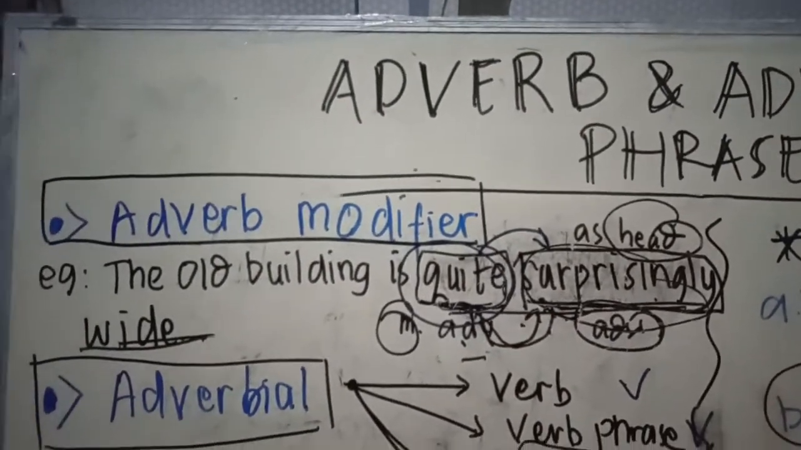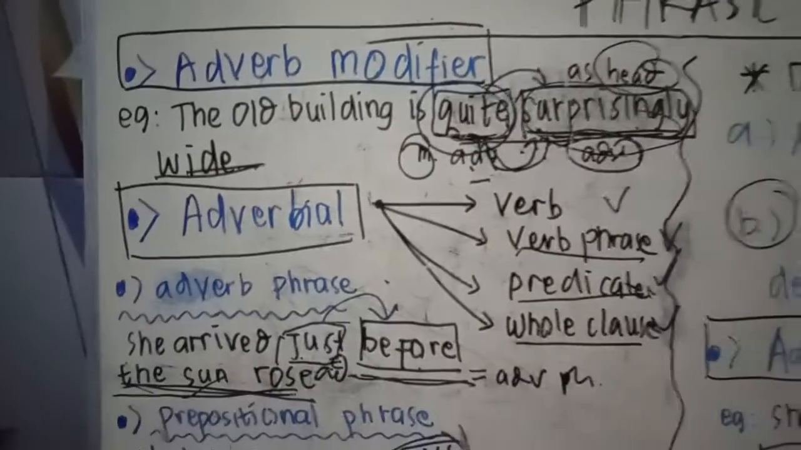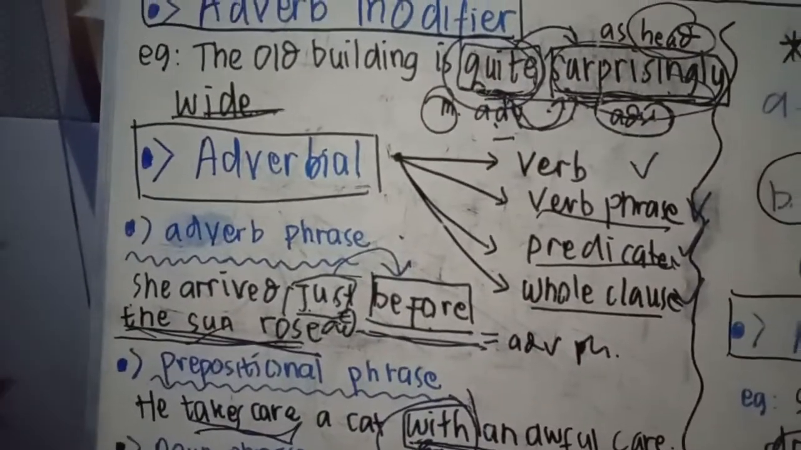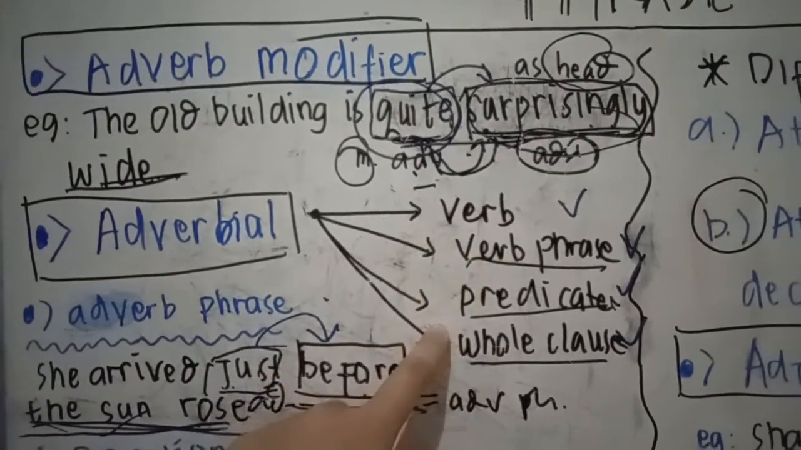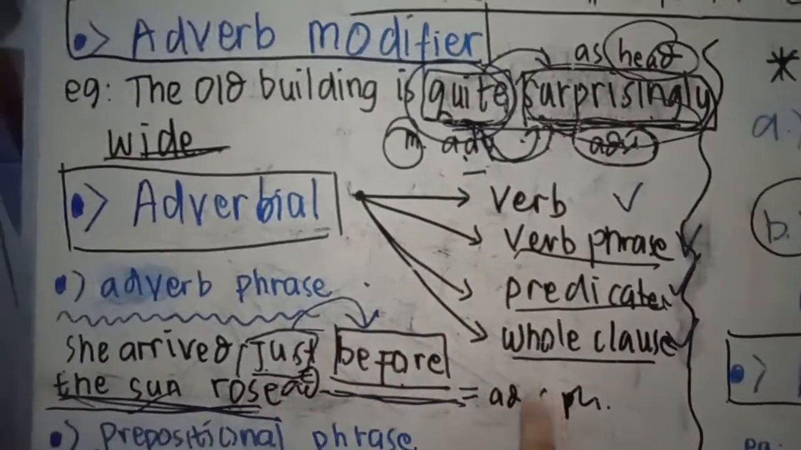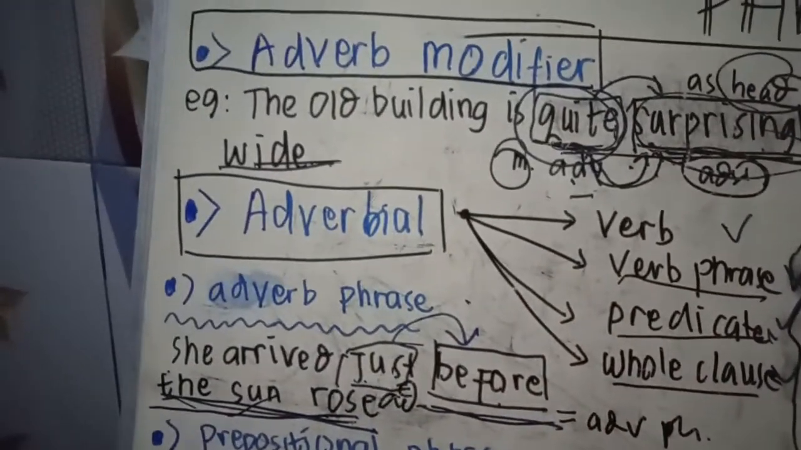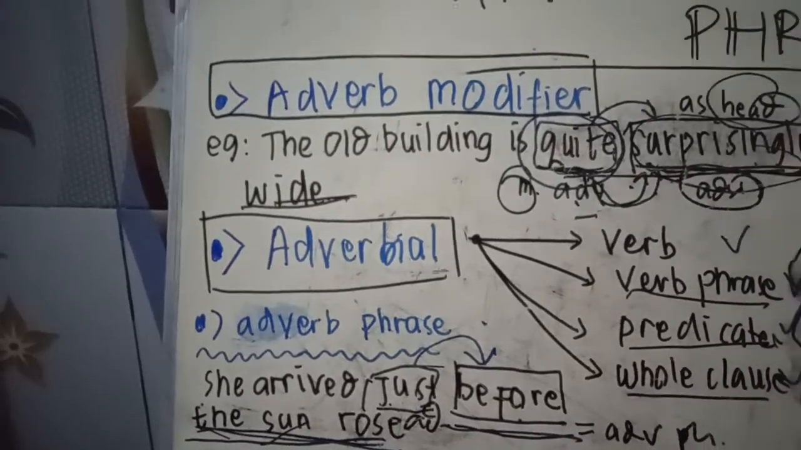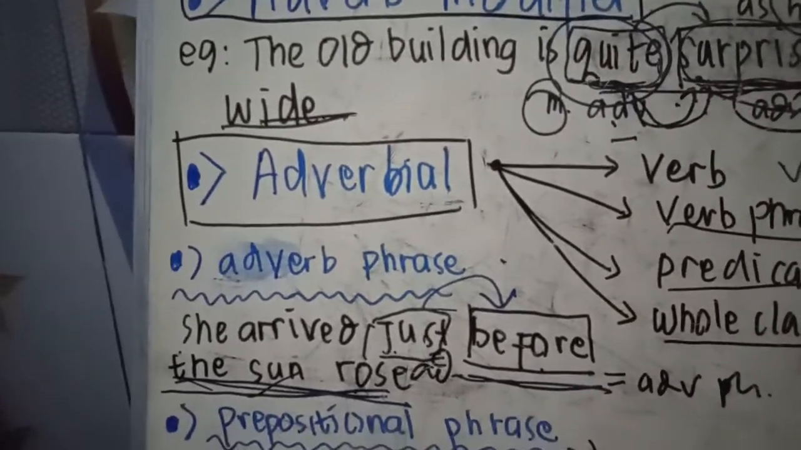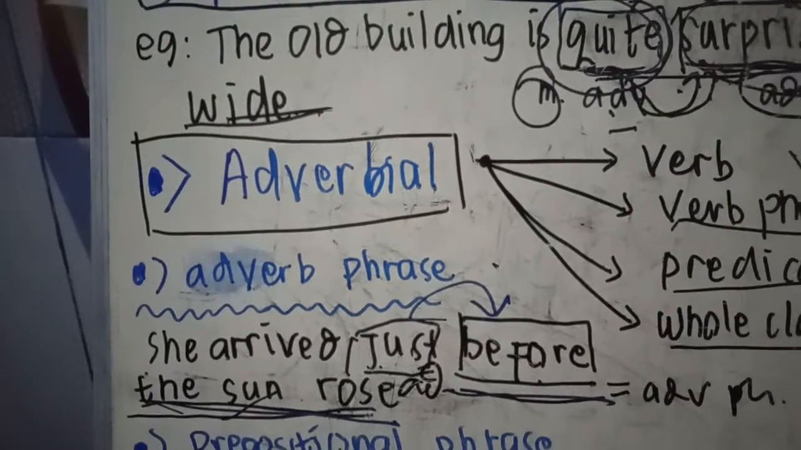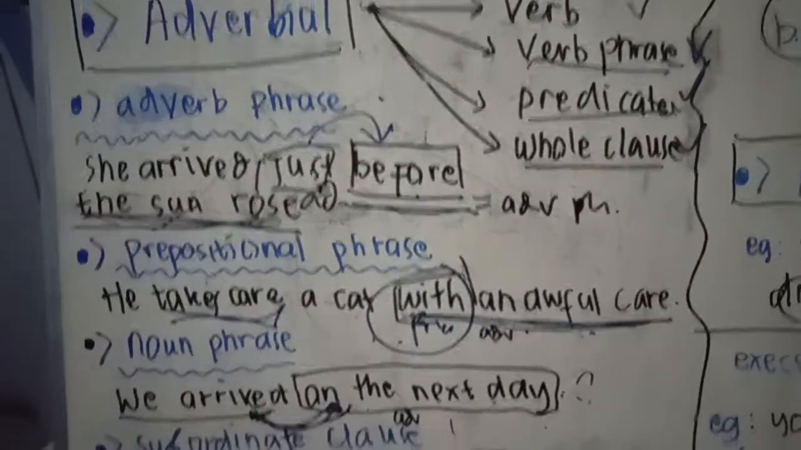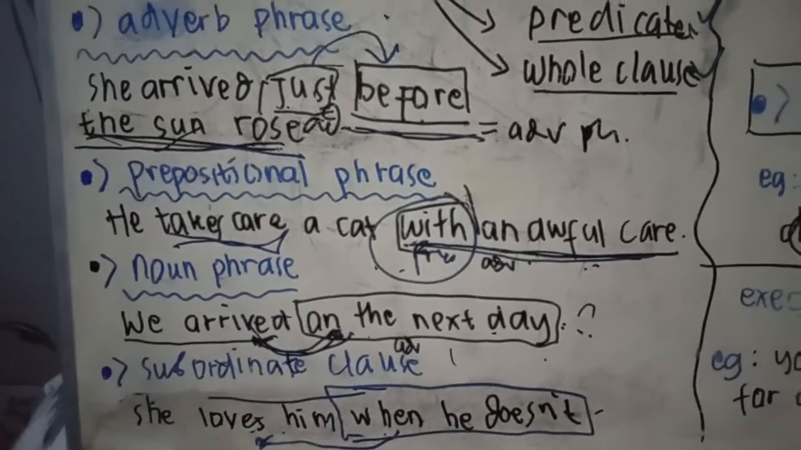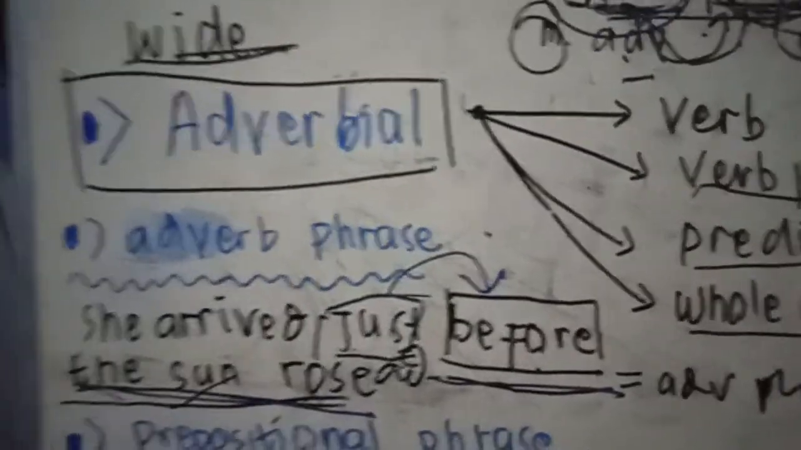Okay, then next let's move to adverbial. Adverbials can modify a verb phrase, predicate, and also a whole clause. But the adverbial role can be filled by a range of structures like adverb phrase, prepositional phrase, noun phrase, and subordinate clause.